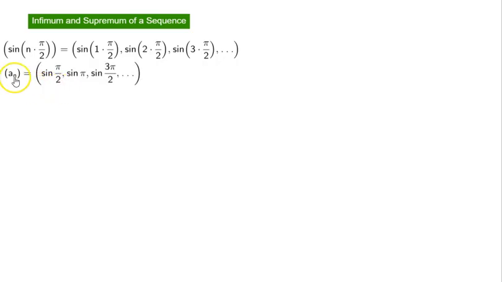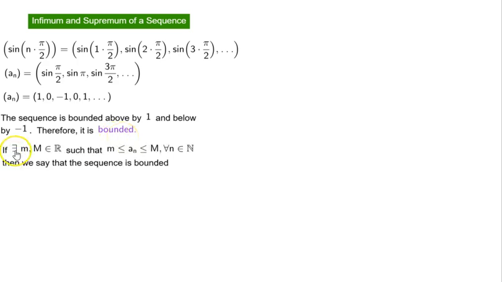Simplifying it, we get a sub n is equal to sine pi by 2, sine pi, sine 3 pi by 2, and so on. And evaluating these terms, we get a sub n is equal to 1, 0, minus 1, 0, 1, and so on. Now, the sequence is bounded above by 1 and below by minus 1. Since it is bounded above as well as bounded below, we just say it is bounded.